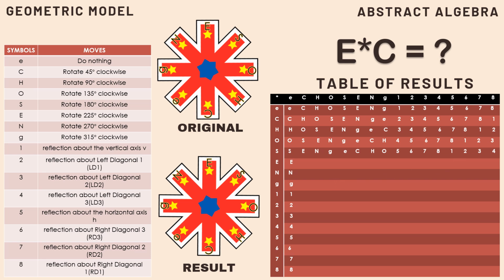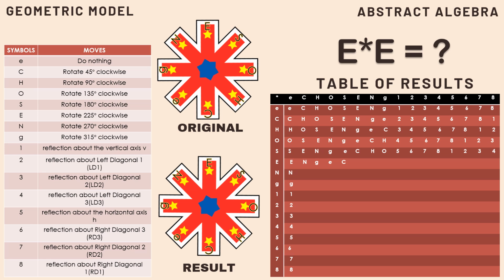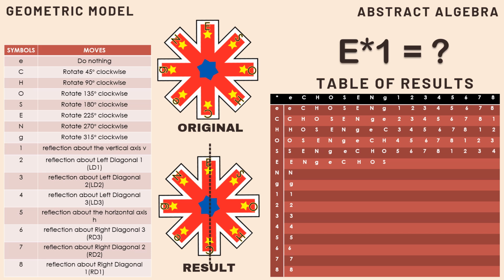First, we have E star C is N. E star H is G. E star O is E. E star S is C. E star E is H. E star N is O. E star G is S. Next, we have the reflection about the vertical axis V.